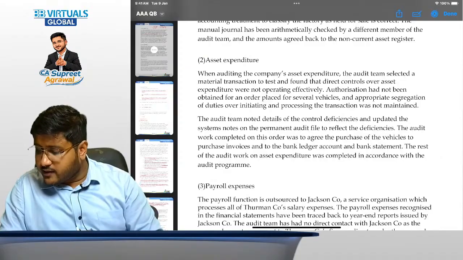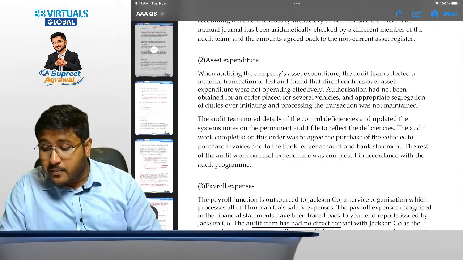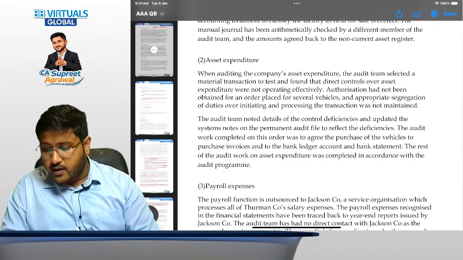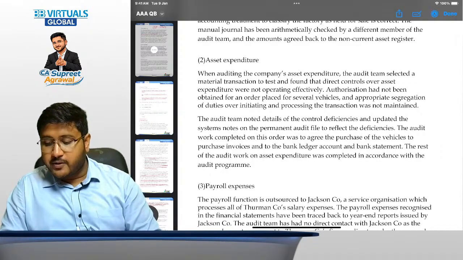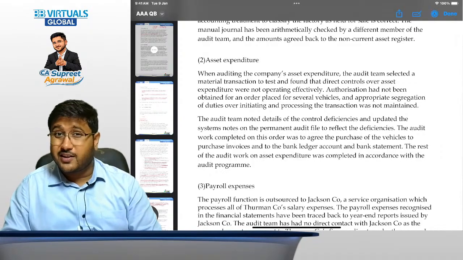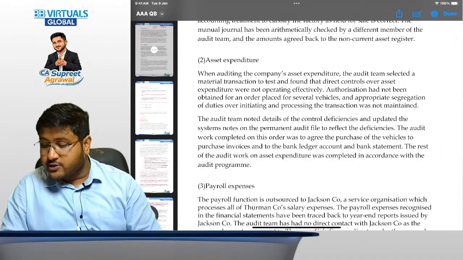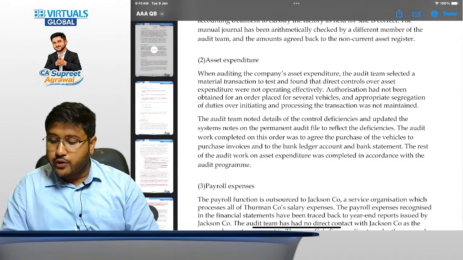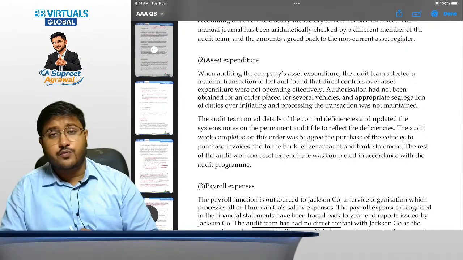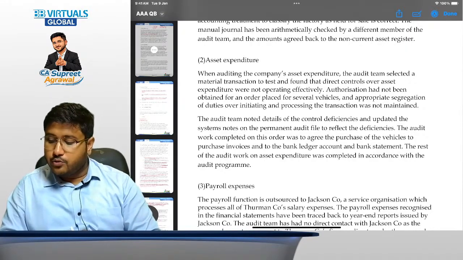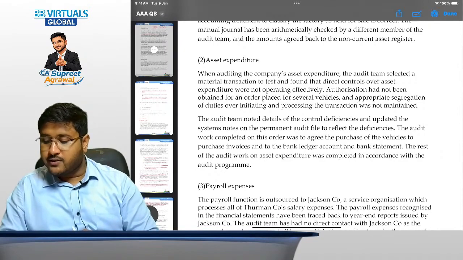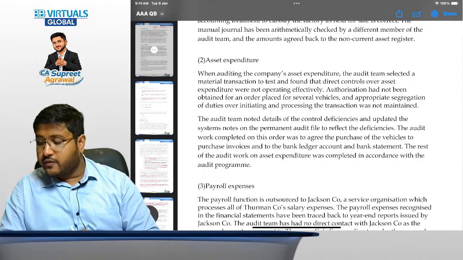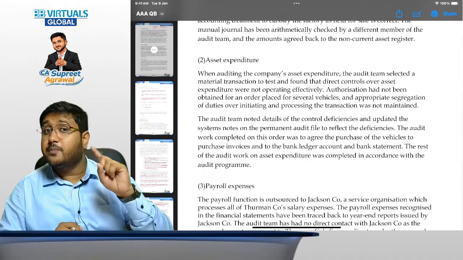So when auditing the company's asset expenditure, the audit team selected a material transaction to test and found that direct controls over asset expenditure were not operating effectively. So this is one important point. Authorization had not been obtained for an order placed for several vehicles, and appropriate segregation of duties over initiating and processing the transaction was not maintained. Okay. The audit team noted details of the control deficiencies and updated the system's notes on the permanent audit file to reflect the deficiencies. They have mentioned it in the permanent audit file.